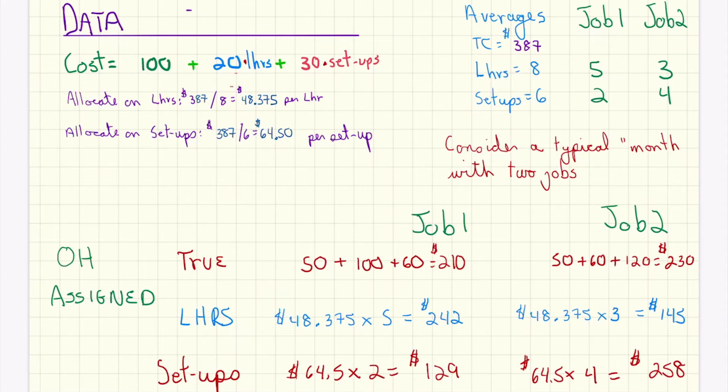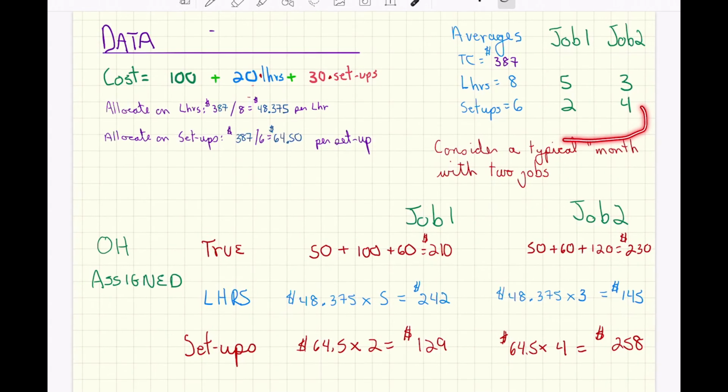If we assign overhead based on labor hours, there are 8 labor hours, 5 of which are for job 1, and that gives us $242 of overhead assigned. And then for job 2, there are 3 labor hours, which gives us $145 of overhead assigned. So notice now that the allocation of overhead is much more heavily towards job 1, and that the total amount, instead of being $440, is very much closer to $387.